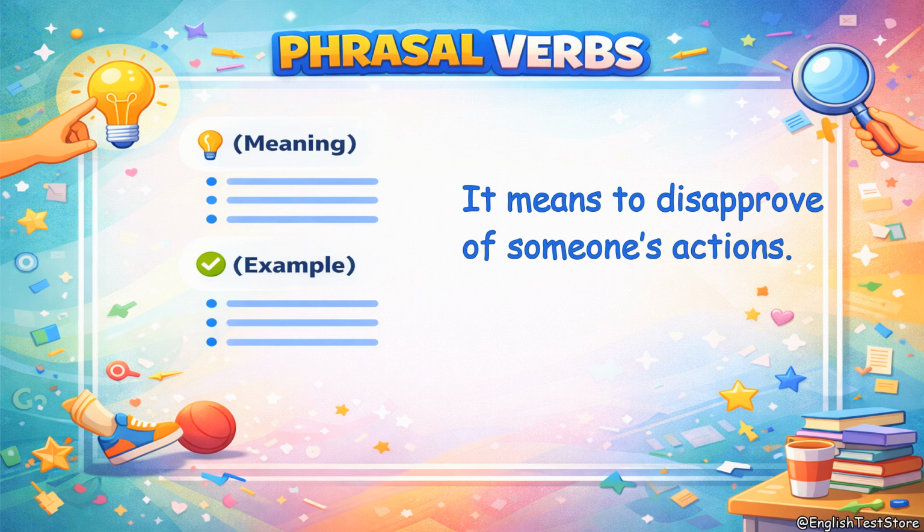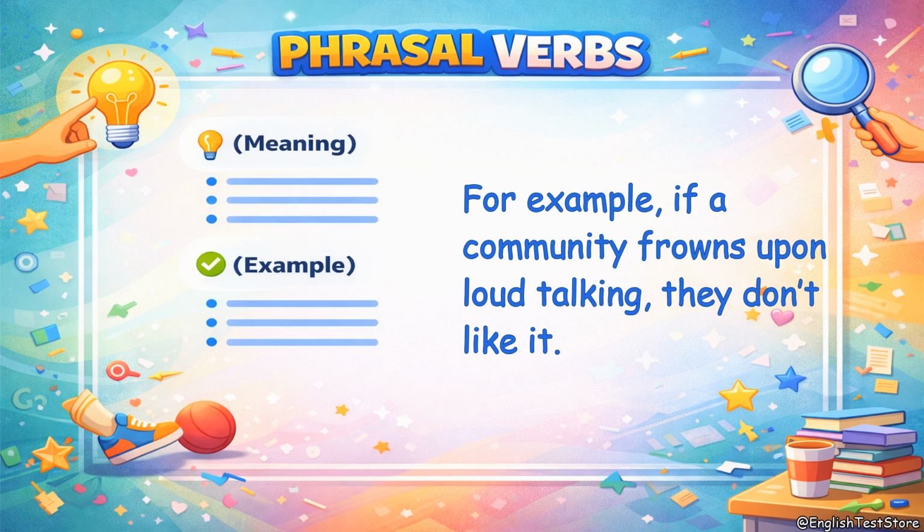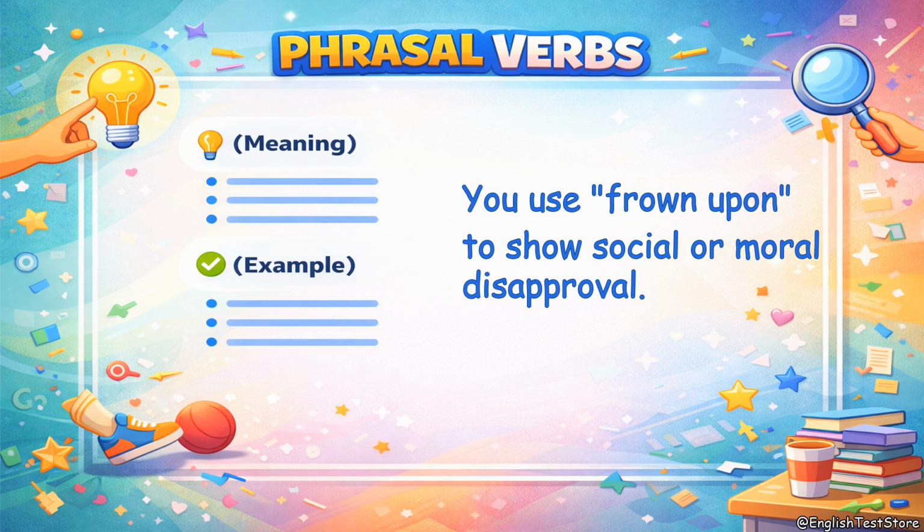Today we'll learn about the phrase frown upon somebody. It means to disapprove of someone's actions. For example, if a community frowns upon loud talking, they don't like it. You use frown upon to show social or moral disapproval.